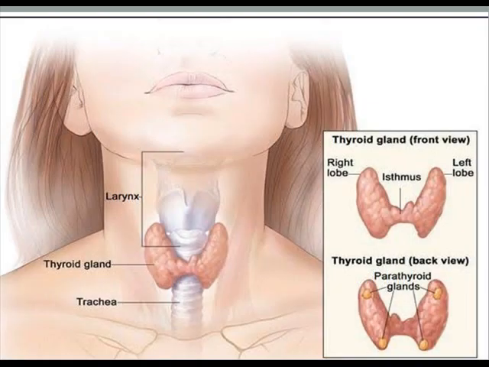As we can see, the thyroid gland from frontal and back view, situated between the larynx and trachea, having two lobes, right and left, connected by the isthmus.